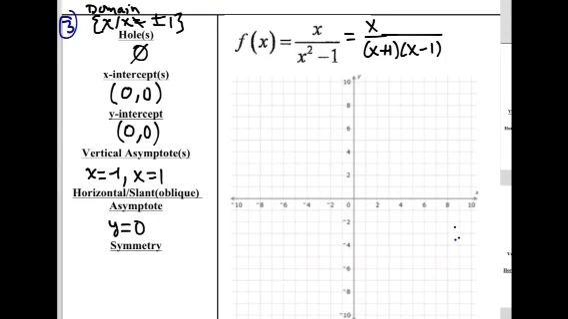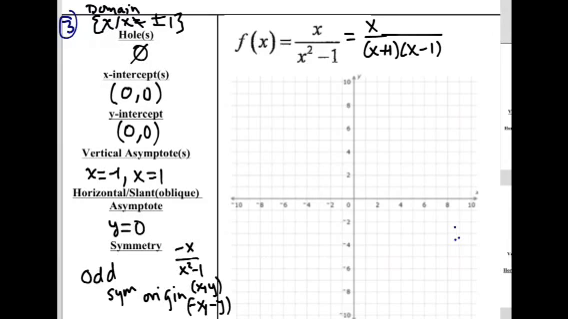And for symmetry, when you replace the x with a negative x and simplify, you get negative x over x squared minus 1. So this is actually the opposite of the original function, so this is an odd function. What does that tell me? That it's symmetric with respect to the origin. So if the point x, y is on the graph, just a quick review, then I know that negative x, negative y is also on the graph.